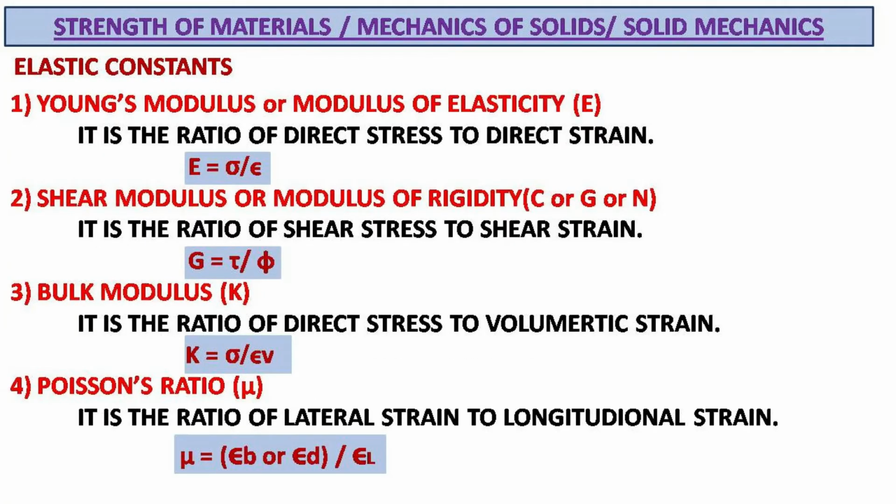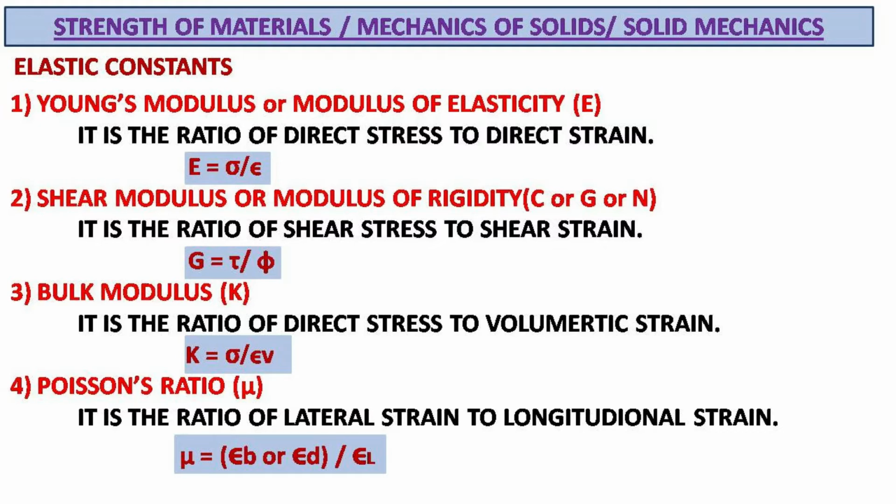Slide 9. In this slide we are going to see about all the four elastic constants. 1. Young's modulus or modulus of elasticity, denoted with E. 2. Shear modulus or modulus of rigidity, denoted with C or G or N. Here I am considering G as the notation for shear modulus or modulus of rigidity. 3. Bulk modulus, denoted with K. 4. Poisson's ratio, denoted with mu.